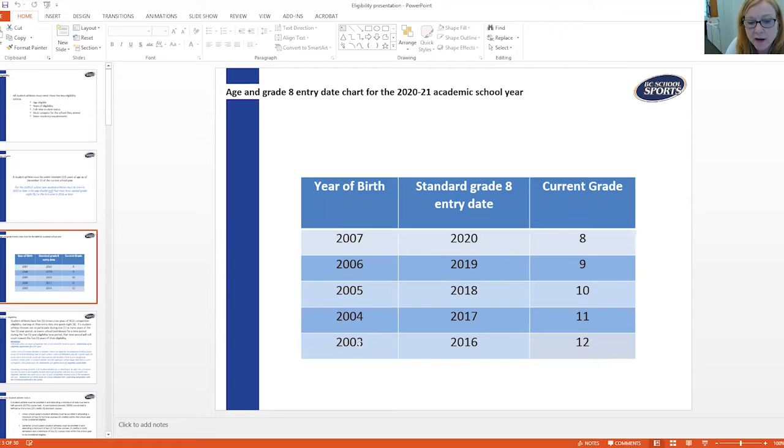We always have a 1-year variance. Typically a student that is born in 2003 would next year be in grade 12 and entered grade 8 in 2016. We would allow a student born in 2002 to participate, provided that they started grade 8 in 2016 for the first time. So there is that 1-year variance, but the key factor is their grade 8 entry date. Does anybody have any questions with regards to that? Okay, then we'll move on to the exceptions.